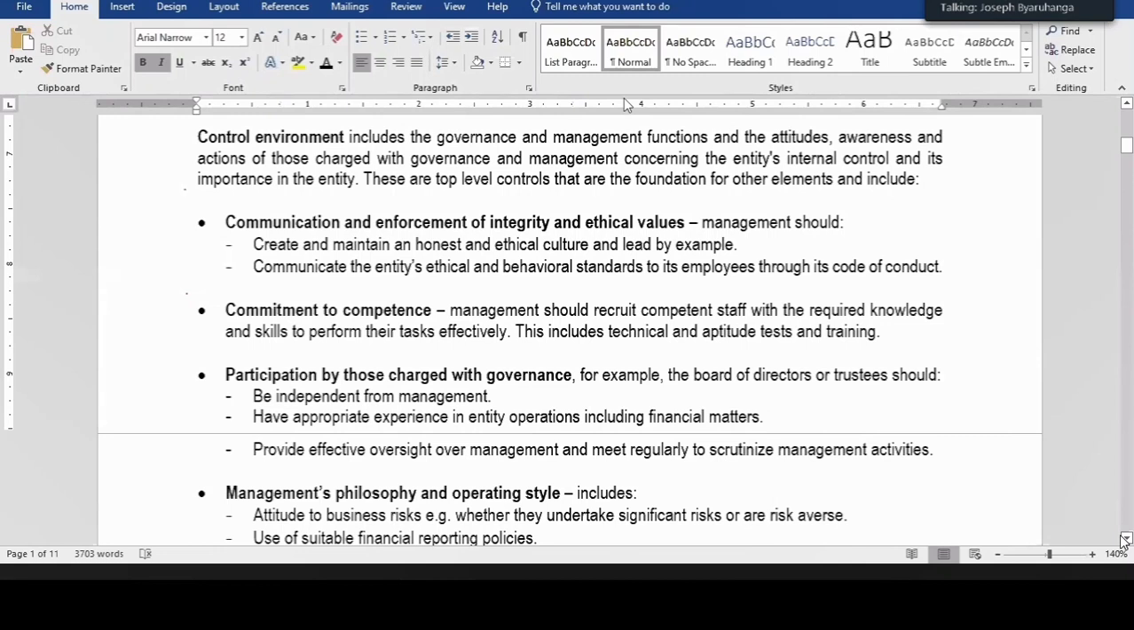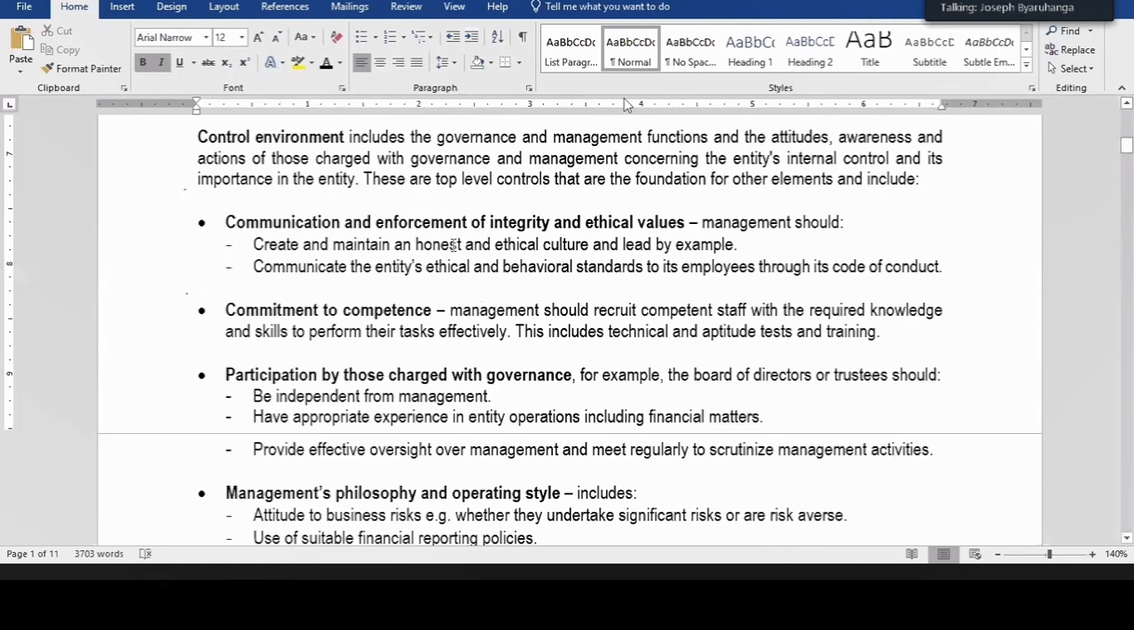If the top wants a successful company, the company is likely to be successful. Of course, there are environmental issues like COVID, but if those are not relevant, then the top will lead the company to success. So it is the top we are looking at, and that's why we are starting with the control environment. And this control environment basically includes the following issues.